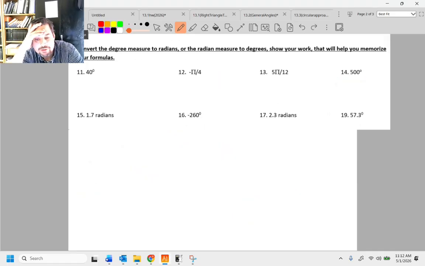Moving forward, convert the degree measure to radians or the radian measure to degrees. Show your work. Always show your work. All right, so to go from a degree to a radian, we multiply by pi over 180. Now the zeros cancel, and 4 over 18 is 2/9, 2 pi over 9.